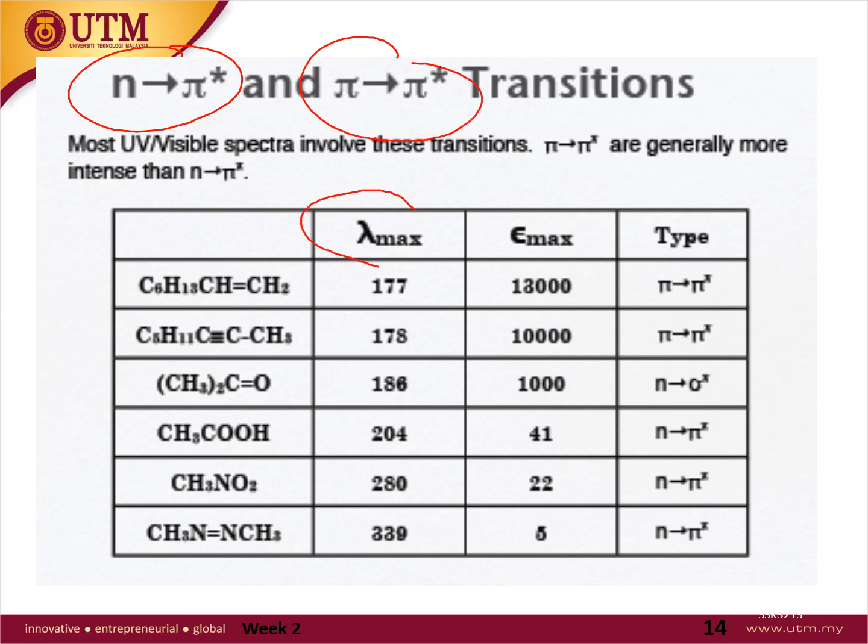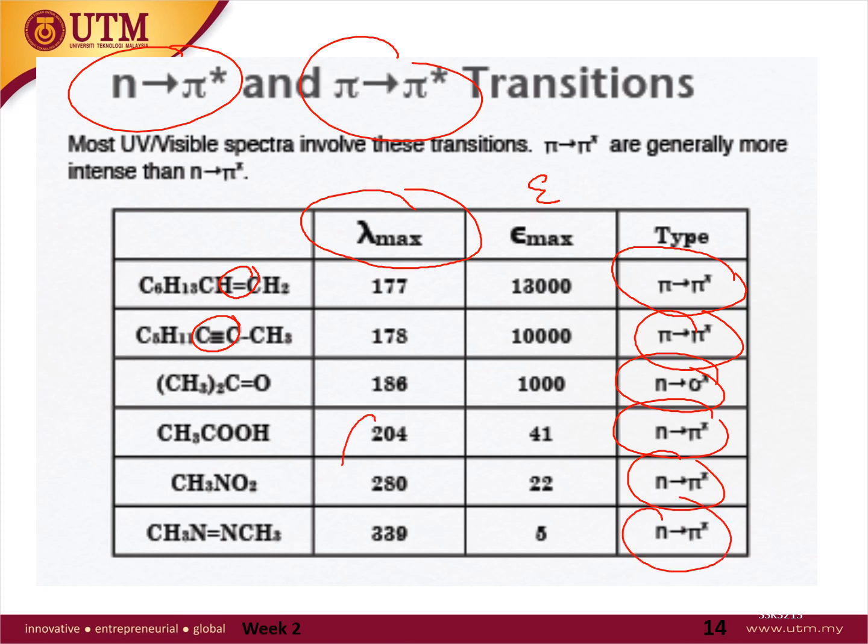You see, this is the lambda max, the wavelength, the epsilon, and the type of the interaction. This is pi to pi star, and then you see we have at least one triple bond, alkyne. The epsilon is more than 10,000 and above. And then we have n to sigma star, and then we have n to pi star.